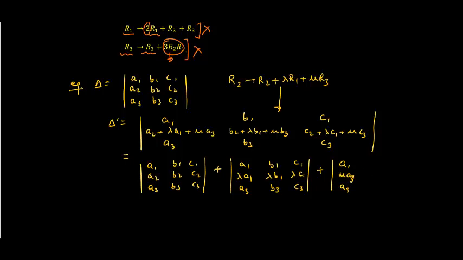So this should be B1, mu times B3, then C1, mu times C3, right? So what I do is I split delta dash about the second row in addition and subtraction.